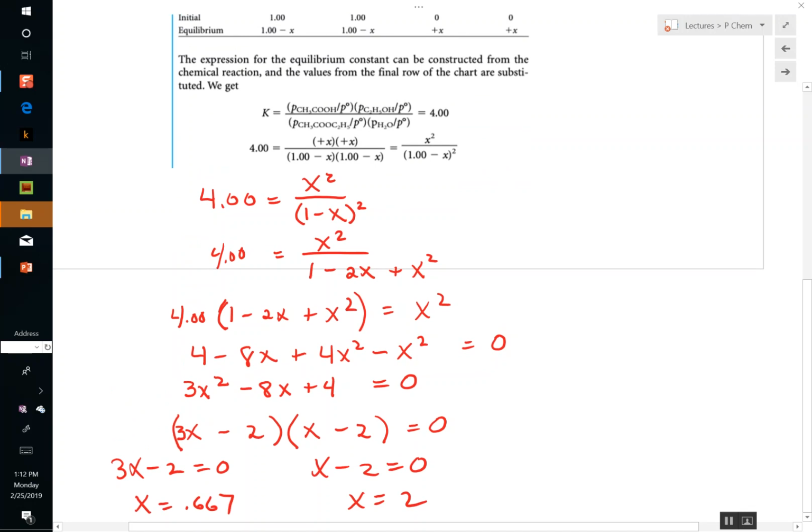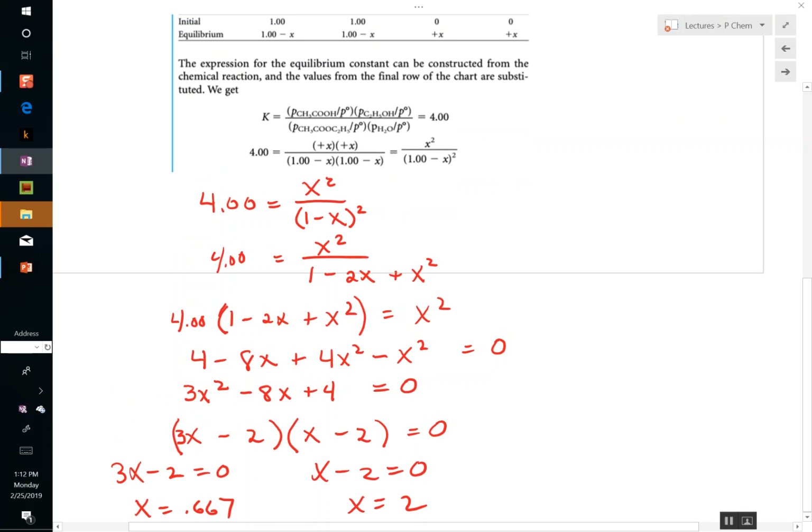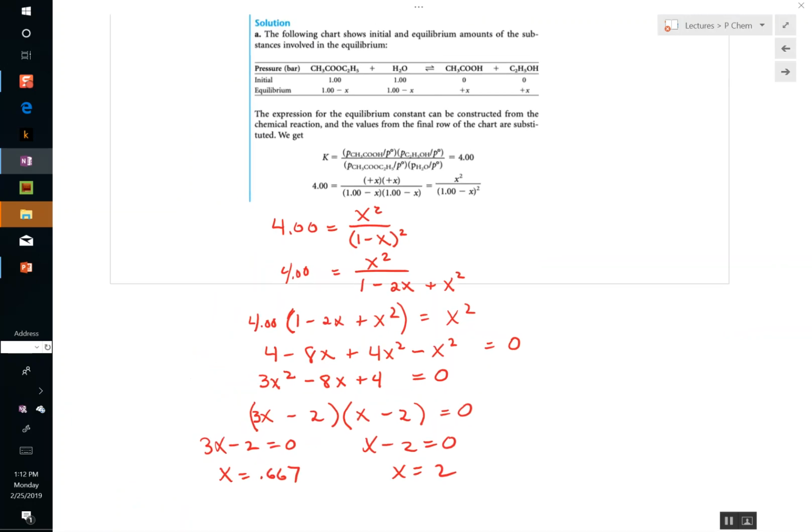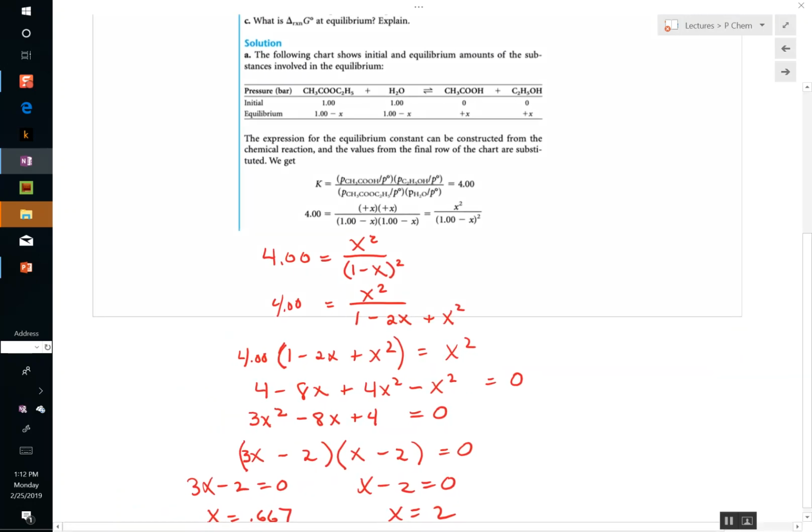Okay, let's figure out, how do we decide which one's right? What is x? X is the amount. Well, let me just make this a little bit smaller so we can see it all. What is x going to be? X is going to be the number of moles of these that's produced, and it's going to be the number of moles you lose of these other two reactants, right?